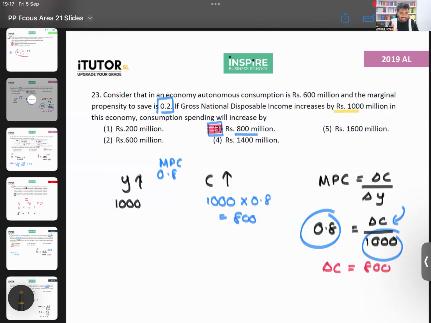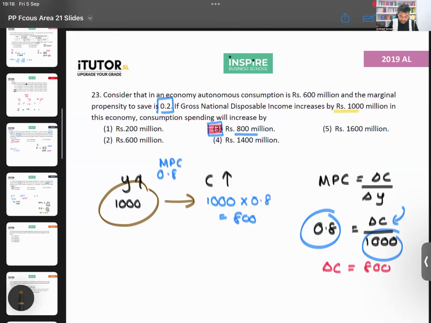In the 2019 question, they are saying income is increasing by 1,000. By how much will consumption increase? Because there were no taxes, I just simply took the increase in income, multiplied by the MPC, and got the change in consumption. Because there were no taxes, you can directly get it.